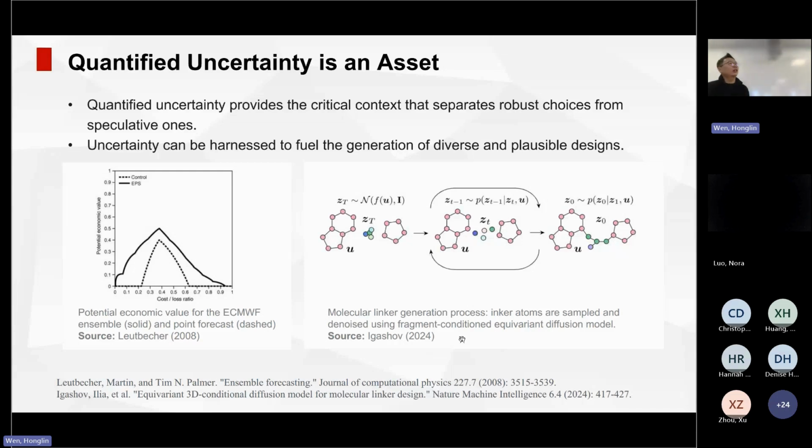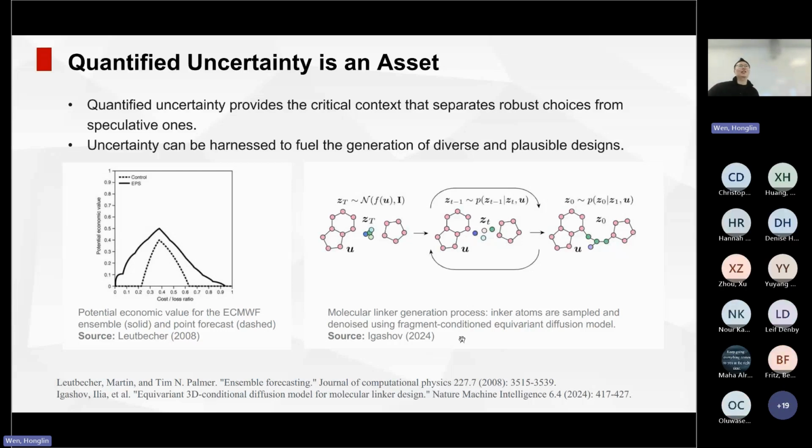Let's say for the ChatGPT model, it is indeed a generative model. Each time you prompt it, the answer is different. Let's say you want to design some chemicals. You will never want to get a single plausible design. So if we can quantify the uncertainty, it can be leveraged as a set.